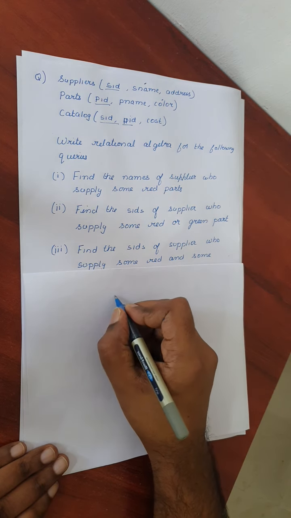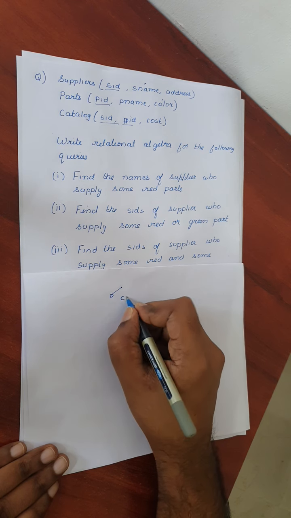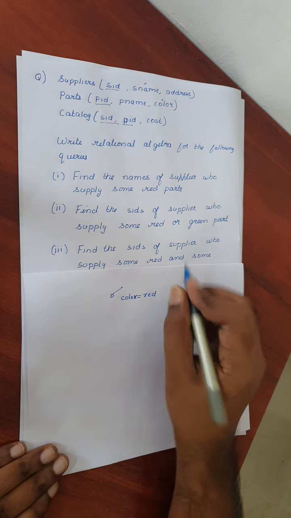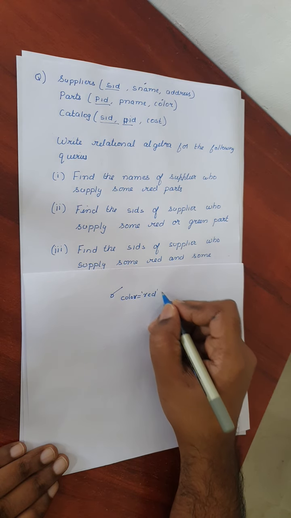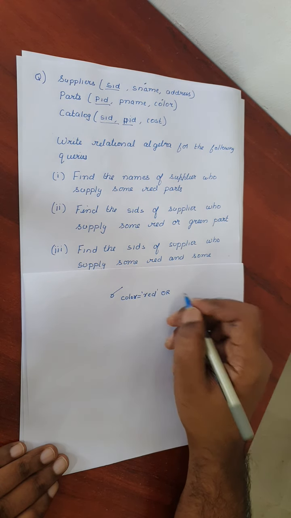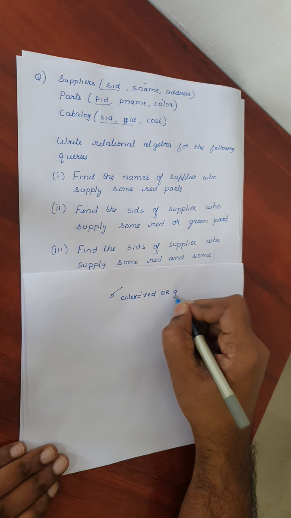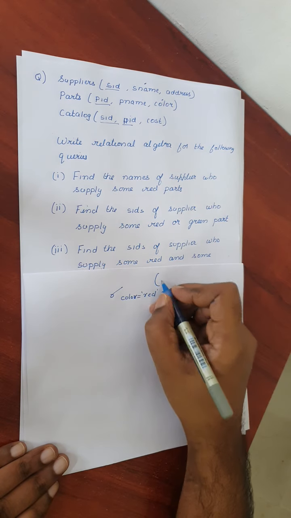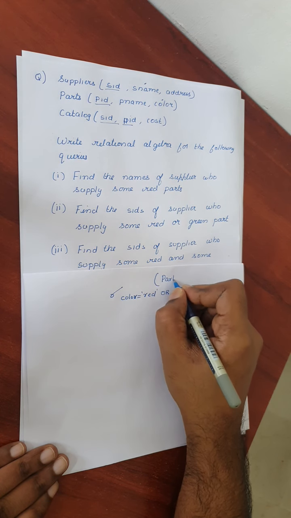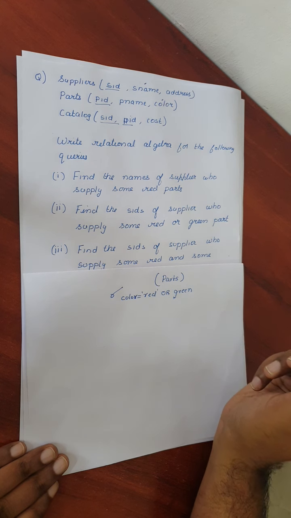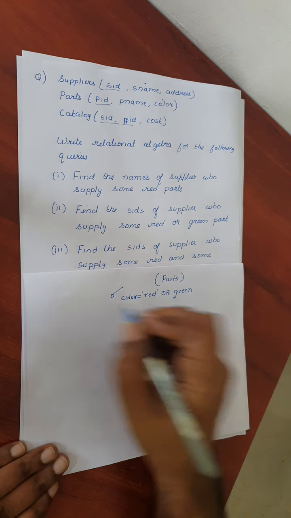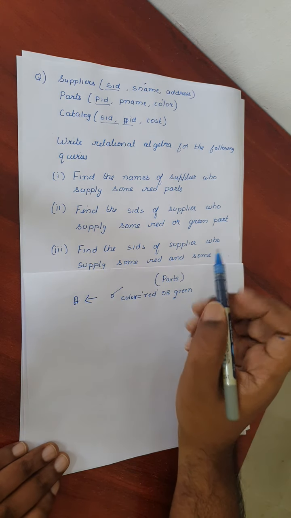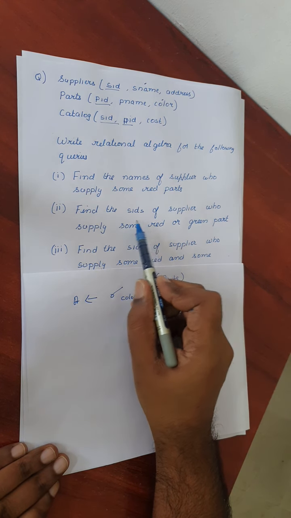Okay, so sigma color equal to red or green, is that right? Color equal to red or green, from which relation? Parts relation. Okay, parts relation. Okay, so this will be stored in an intermediate result A. So we want to display the supply ID, right?